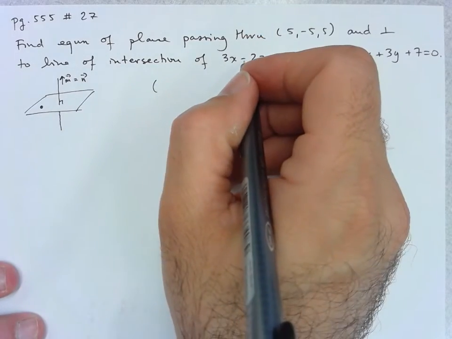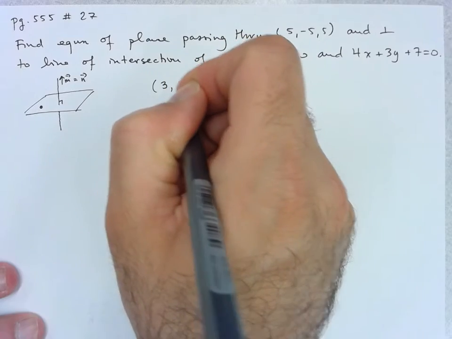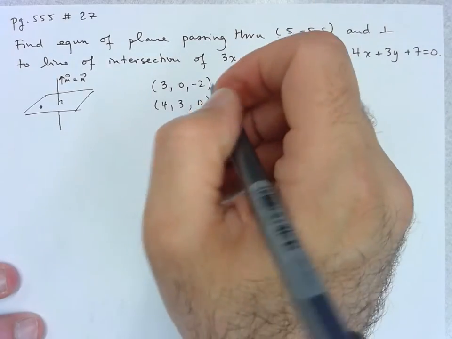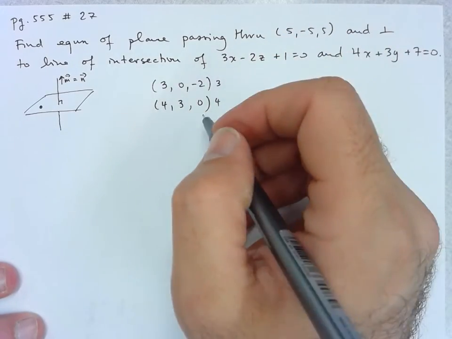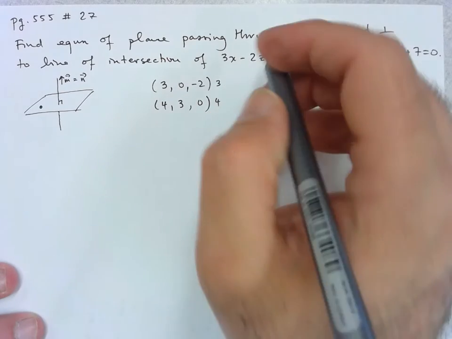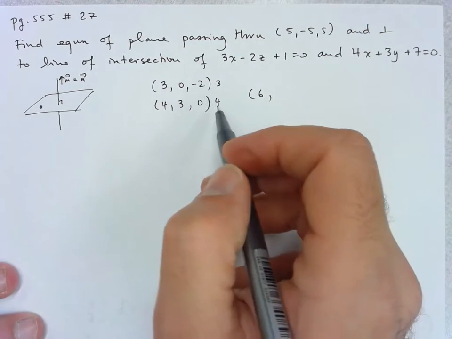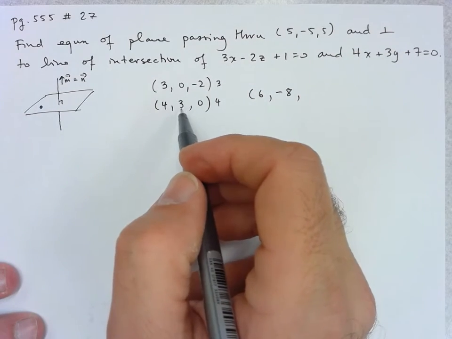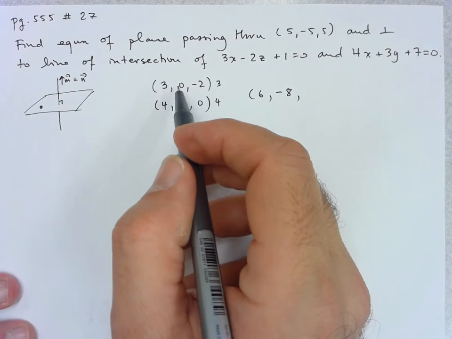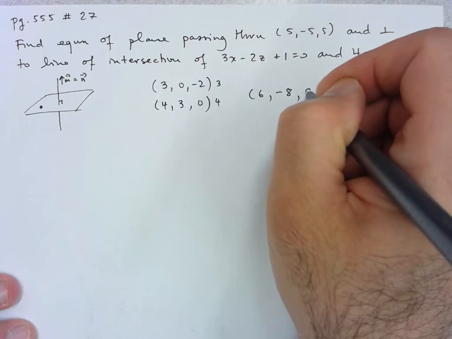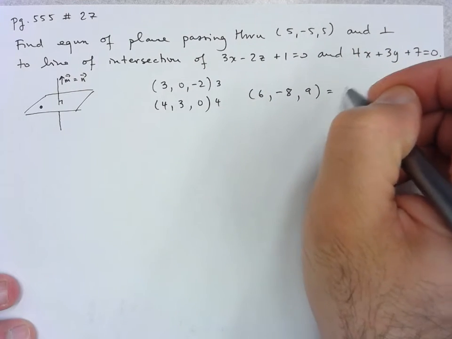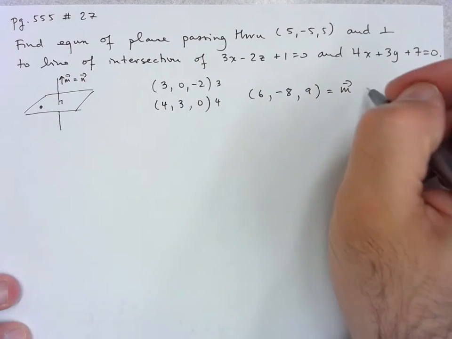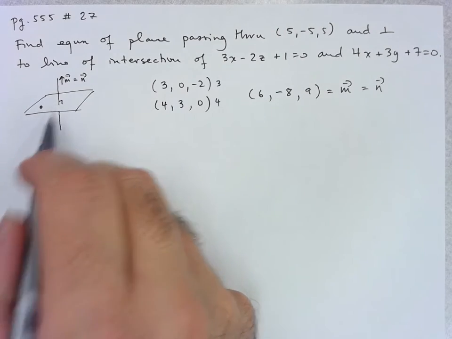Be careful, remember there's the y value there, so this is going to be (3, 0, -2), and the other one here will be (4, 3, 0). Let's take the cross product. So what do we have? We have 0 minus negative 6, so we've got 6. Here we've got negative 8 minus 0, so just negative 8. And then here we have 9 minus 0, which is just 9. We can't simplify this, so this becomes our direction vector for the line, but also our normal vector for the plane that we're looking for.